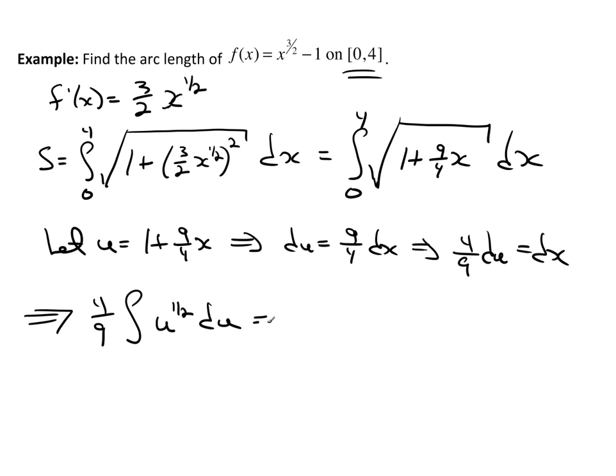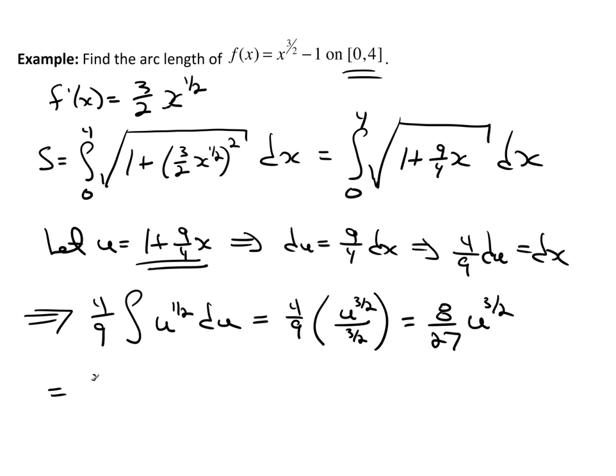So this is going to be equal to 4/9 times u to the 3/2 divided by 3/2. And that is going to be 8/27 times u to the 3/2. Now I'm going to take this u and go back to x's. Remember, u is right here. So this is actually equal to 8/27 times 1 plus 9 over 4x, all raised to the 3/2. Now that I'm back at x's, I can evaluate it from 0 to 4.